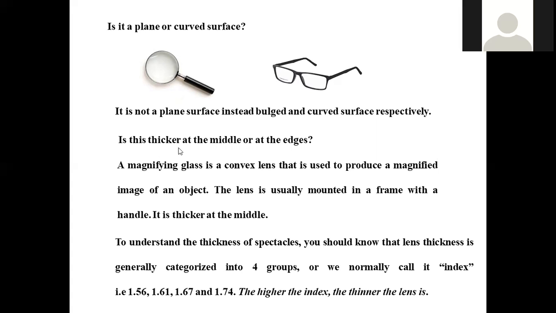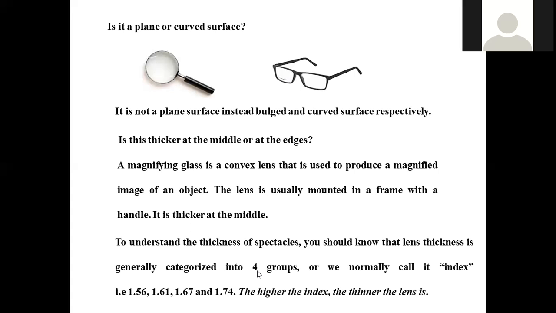And the next question is, is this thicker at the middle or at the edges? When you identify this magnifying glass, obviously the inner part will be thicker when compared to the outer surrounding regions, right? So the central part will be the thick region when compared to the surrounding regions. This is for the magnifying glass. And second is about spectacles, lenses we are using for the vision defect.